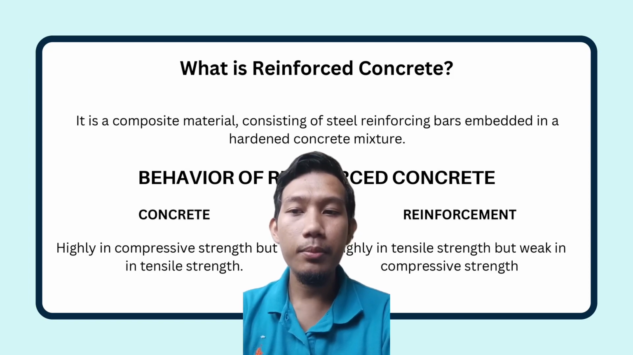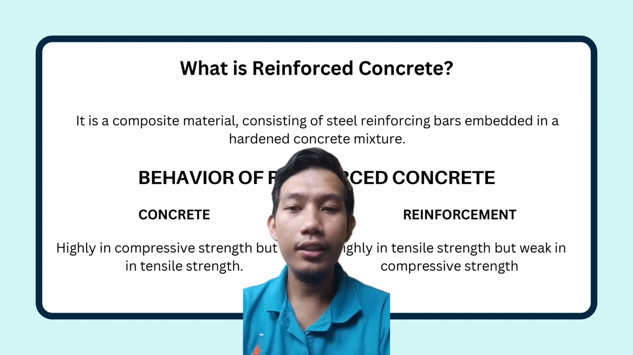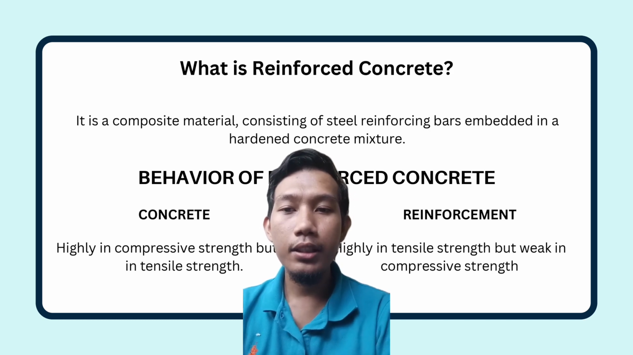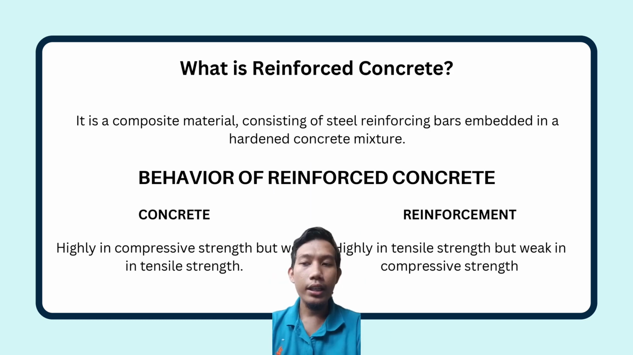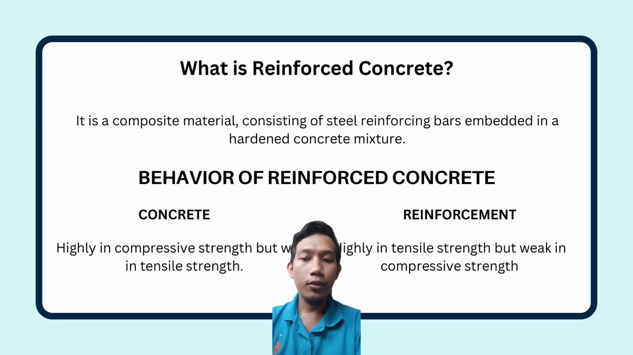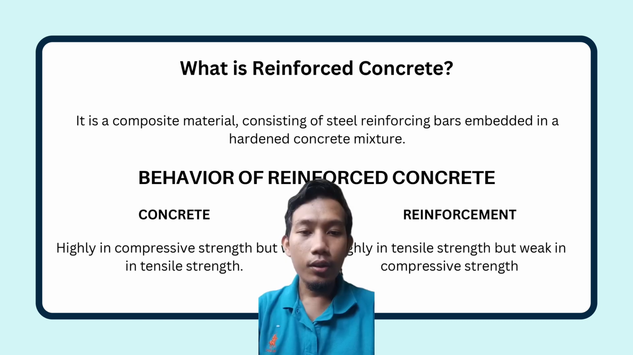What is reinforced concrete? It is a composite material consisting of steel reinforcing bars embedded in a hardened concrete mixture. There are two behaviors of reinforced concrete. Concrete is high in compressive strength but weak in tensile strength. But reinforcement is high in tensile strength but weak in compressive strength. In this subject, we are learning how to design slab, column, and also beam.